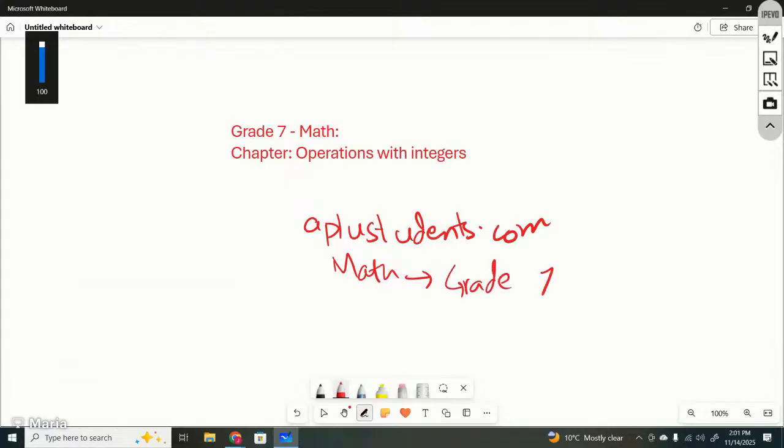We're going to start with the chapter operation with integers. So please make sure you have your notebook and pencil so that you can note down the important examples and definitions as well.